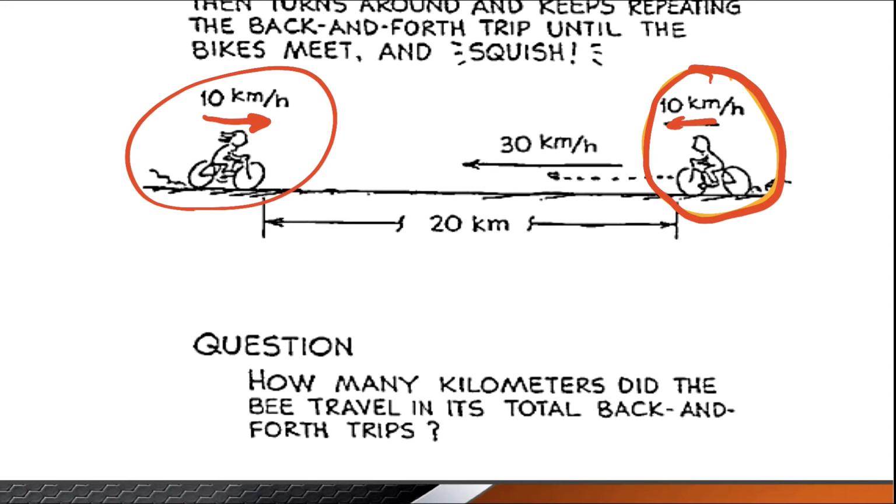So if both of them are traveling 10 kilometers per hour and they're 20 kilometers apart, they're going to come together in 1 hour, aren't they? And the question says, how many kilometers did the bee travel if it's bouncing back and forth from tire to tire to tire to tire? How far will it travel before it gets squished by the two tires? Well, if the two bicyclers are going to collide together in 1 hour, and the bee is traveling at 30 kilometers per hour, that means that the bee can travel 30 kilometers.